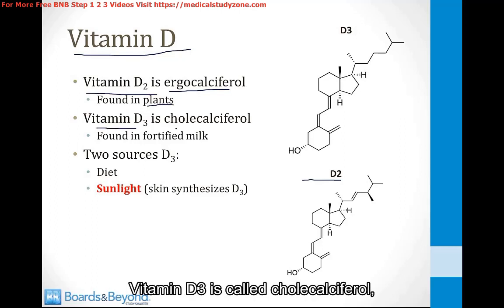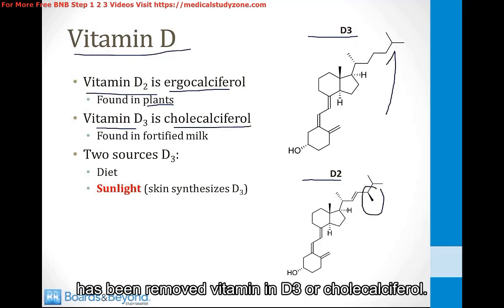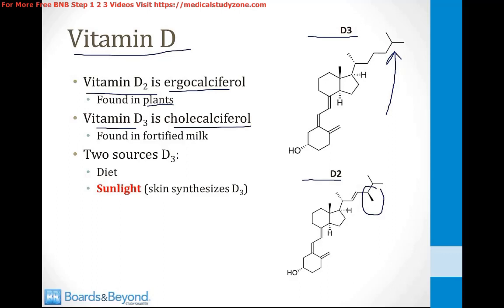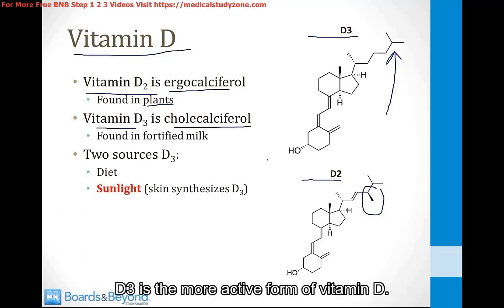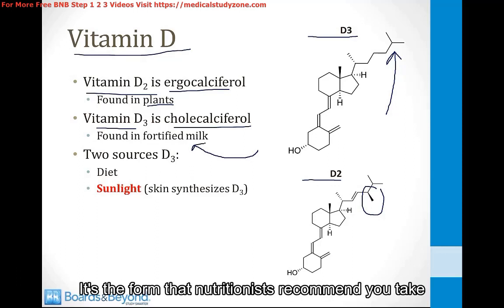Vitamin D3 is called cholecalciferol. This is the structure of D3 on the top of the screen. It looks almost identical to D2, except this one carbon has been removed in vitamin D3 or cholecalciferol. D3 is the more active form of vitamin D. It's the form that is added to fortified milk. It's the form that nutritionists recommend you take as a supplement.